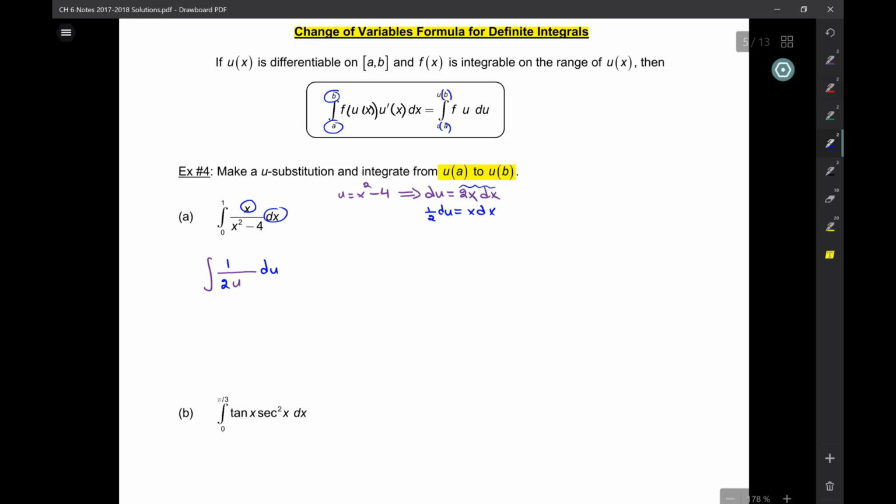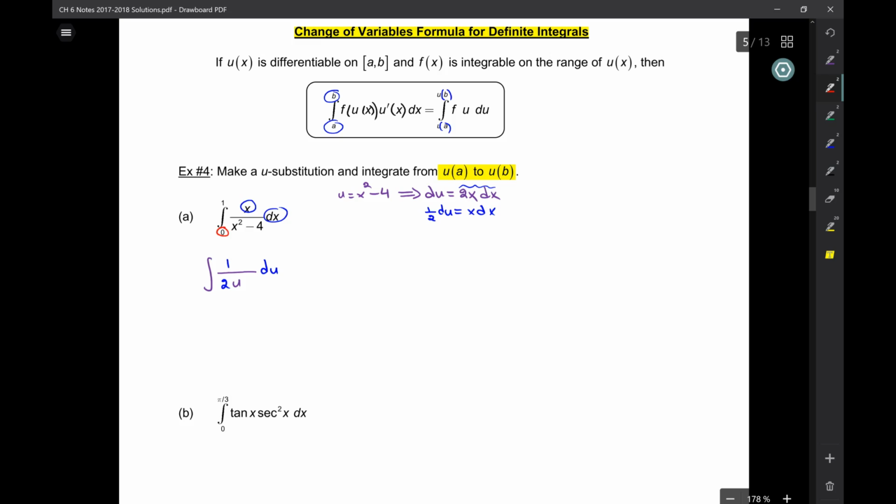Now I'm going to change these. You see how originally when we were dealing with x's, these went from 0 to 1? But now I change to u. So what I do is I take each of these bounds and I plug them into the x for u. So let's just do the 0 first. The x dx got substituted for half du.